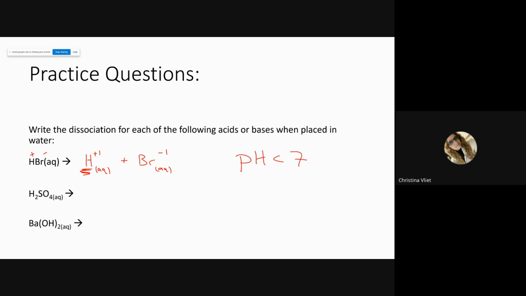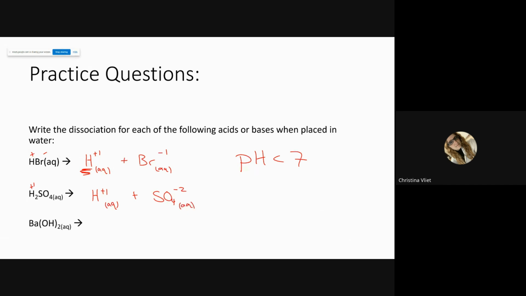H2SO4, let's try that one. What's my first ion here? It is always H with what charge? +1. Remember, it has to be +1 because hydrogen has 1 electron. Only 1 electron can be taken away. So it has to be H+1. And what's our other ion? Sulfate. Can you find sulfate's charge? Either on your chart or you remember it, it's -2, right?